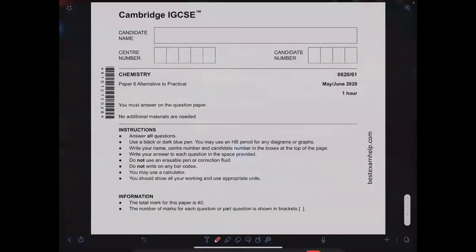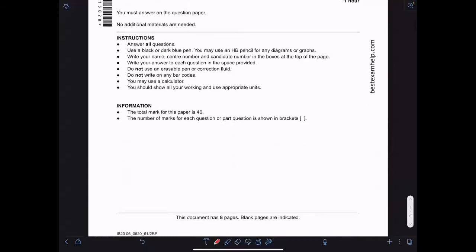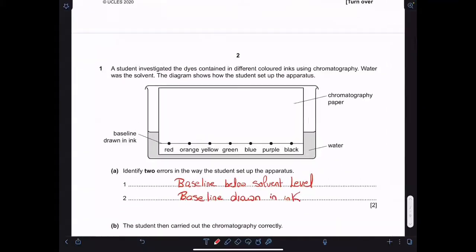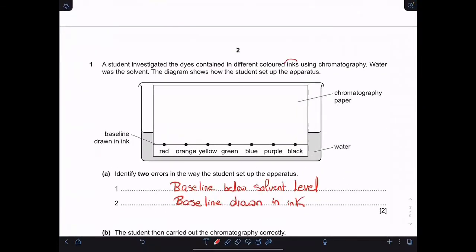June 2020, paper 6, variant 1. The first question is about chromatography. A student uses colored inks to make a chromatography experiment.